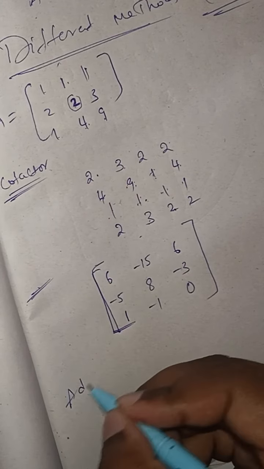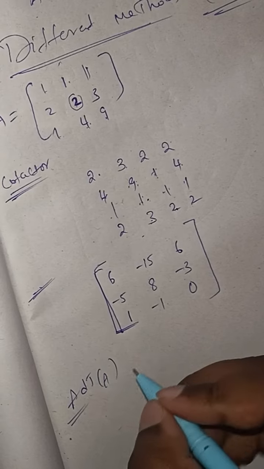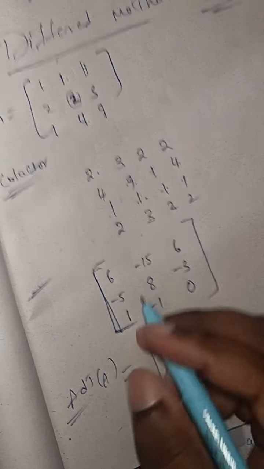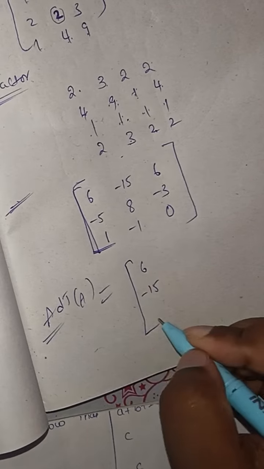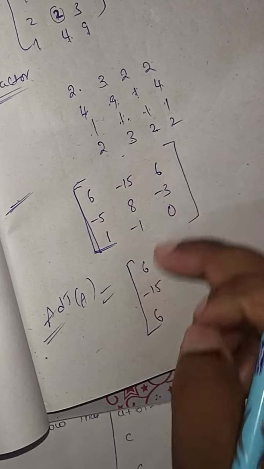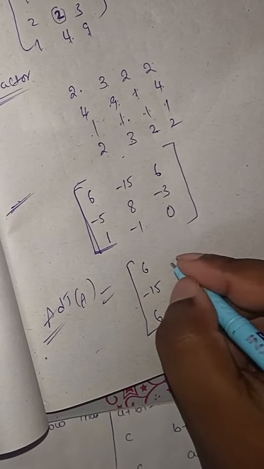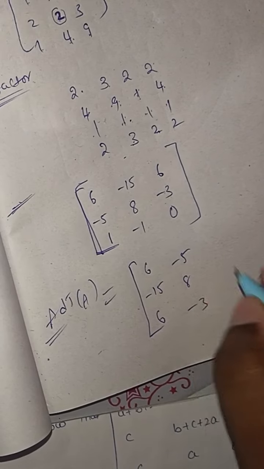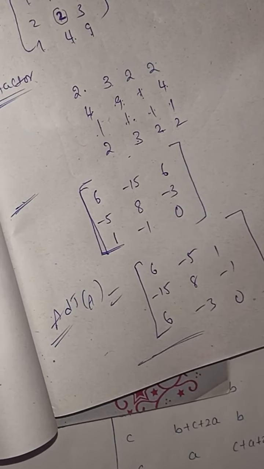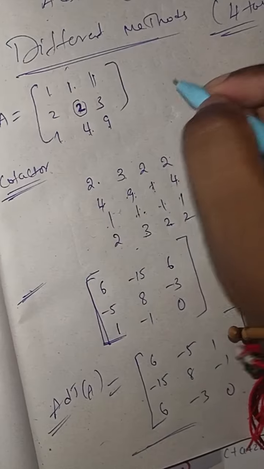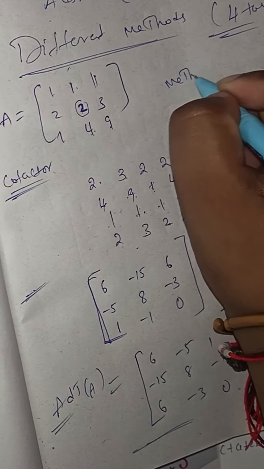What is the adjoint of A? Transpose of the cofactor matrix. Simply what we have to do here: transpose means convert rows into columns and columns into rows. 6 minus 5 6 minus 5 8 minus 3 1 minus 1 0. This is the adjoint of A. This is called method 1.